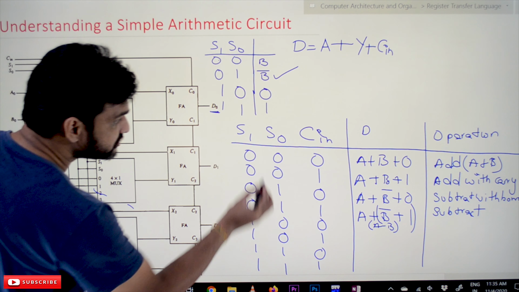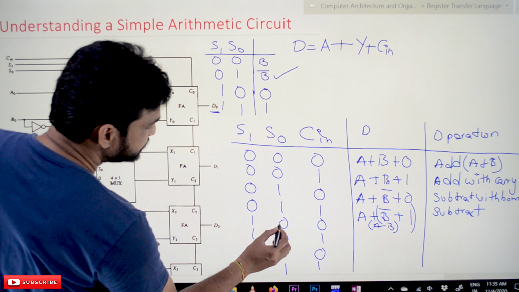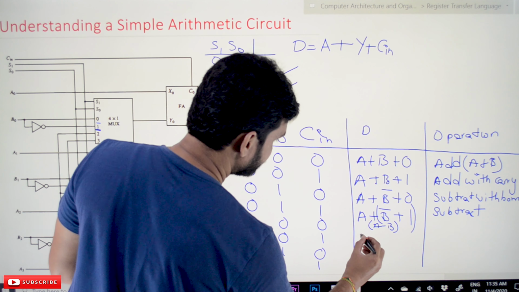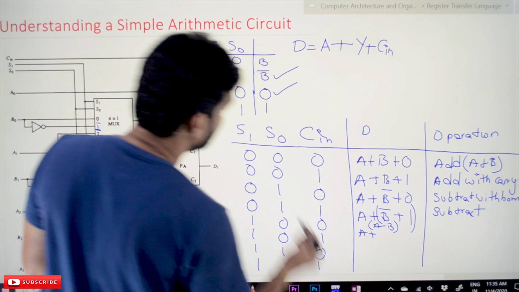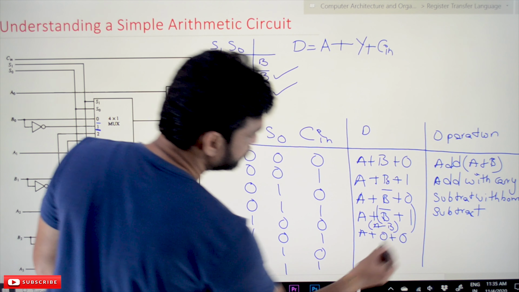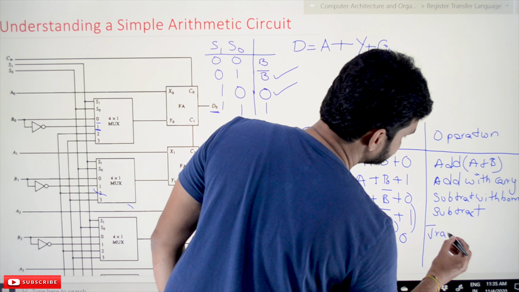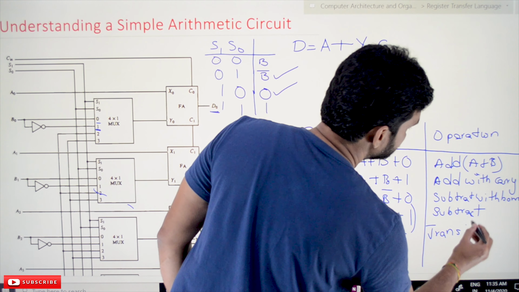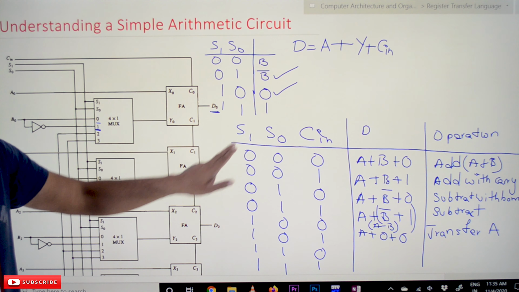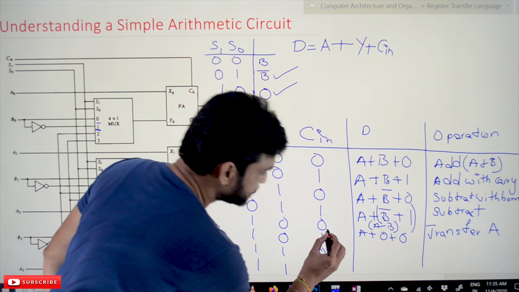Whenever the value of S0 and S1 is 1, 0, what is it going to produce? It is going to select 0. So it is going to be A plus the value of Y equal to 0, plus 0. So it is going to transfer A. What is the operation it is going to do? It is going to transfer the value of A whenever S0, S1 is 1, 0 and Cin is 0. So what is it going to do?